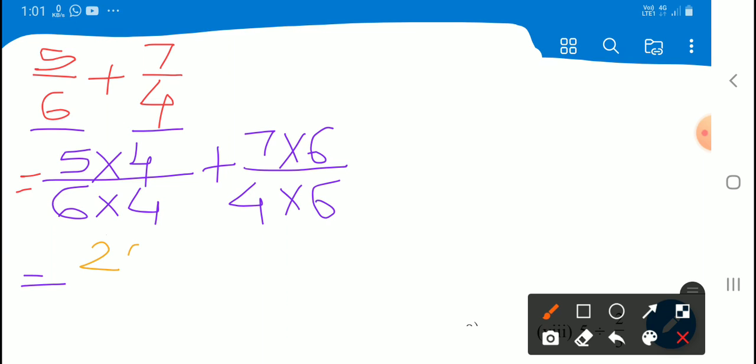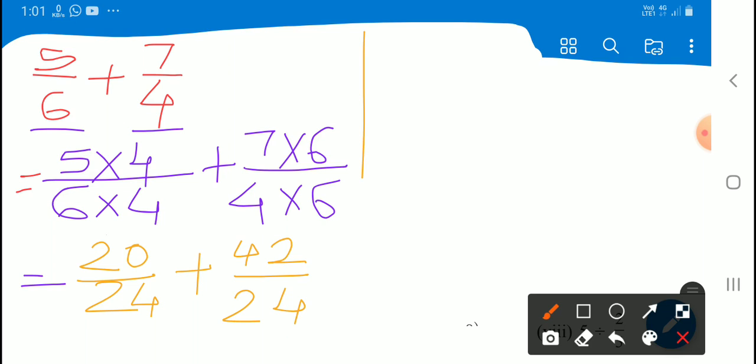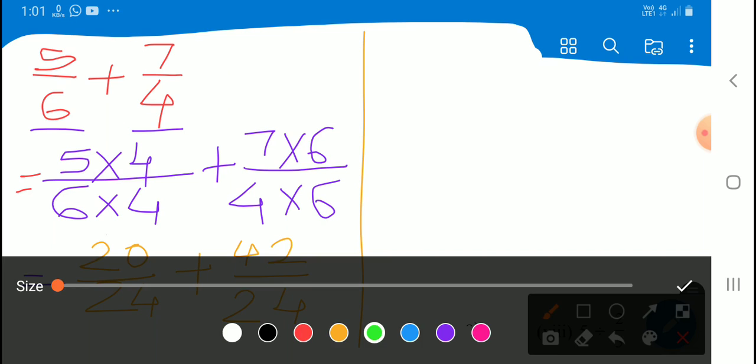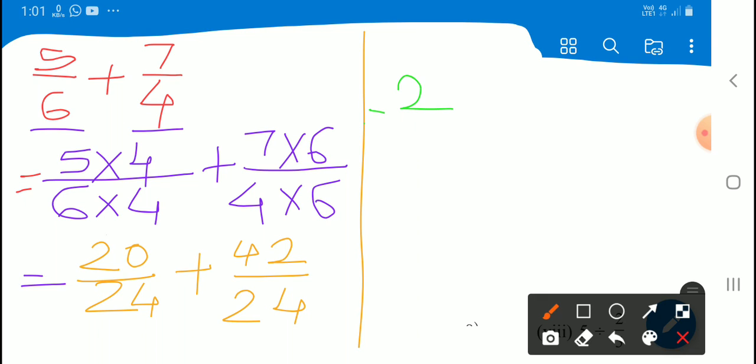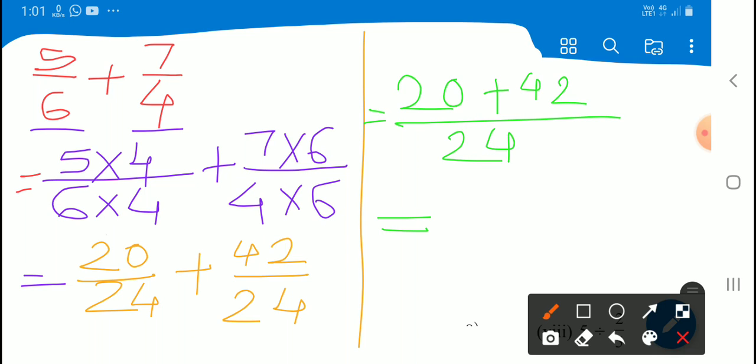5 4s are 20, 6 4s are 24, plus 7 6s are 42, then 4 6s are 24. Okay. Now look here, the denominator is equal, so I have to add the numerators. 20 plus 42 upon 24 is equal to 62 upon 24.